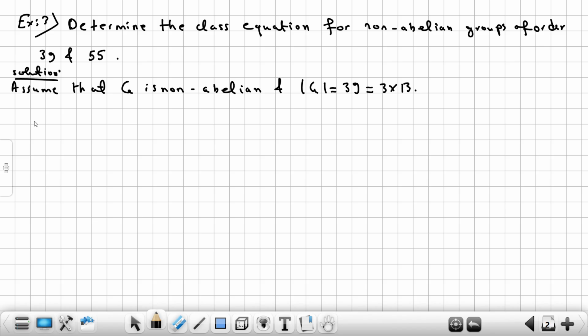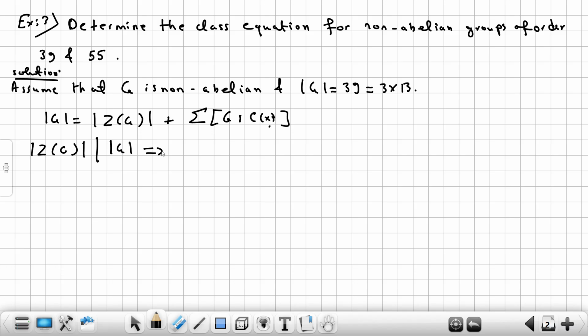Now, the class equation is: the order of G is equal to the order of the center subgroup plus the summation over the indices of the centralizers of the non-central elements in G. So let's first find the order of Z(G). We know that Z(G) is a subgroup of G, so the order of Z(G) must divide the order of G. So the order of Z(G) is 1, 3, 13, or 39.